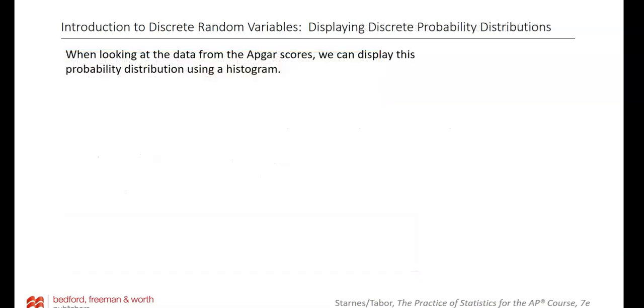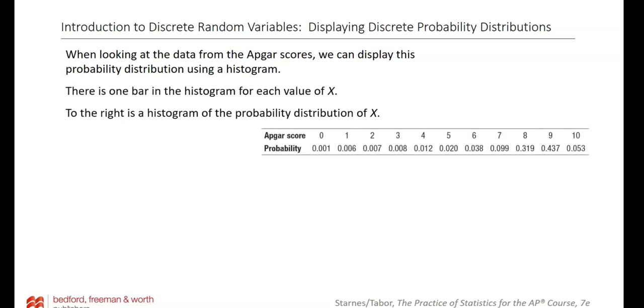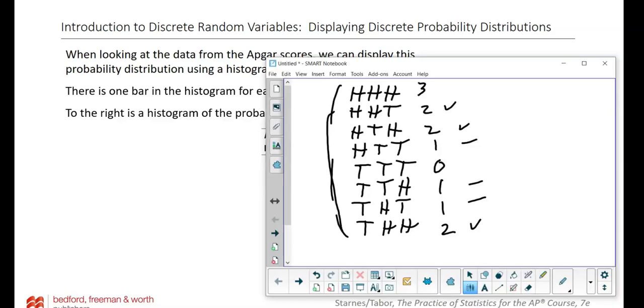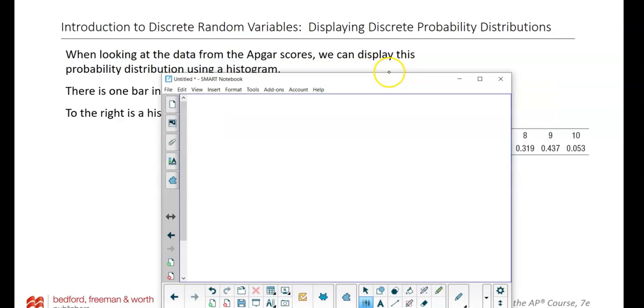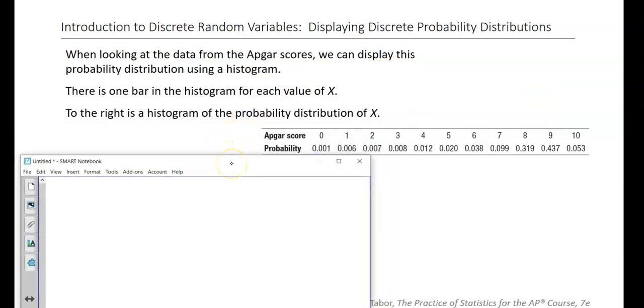When looking at the data, we can display this probability using a histogram. So if this is the data, the way you would do this is, let me just get this ready. On the bottom of the histogram would be the APGAR score. And you would go from 0. These want to be sequential. 1, 2, 3, 4, 5, 6, 7, 8, 9, 10.